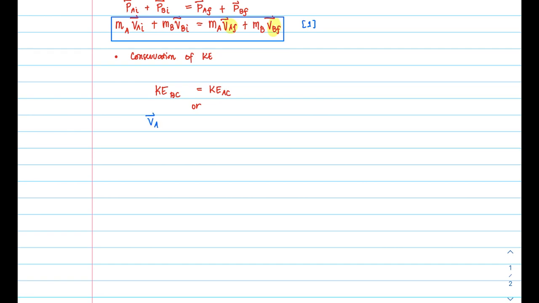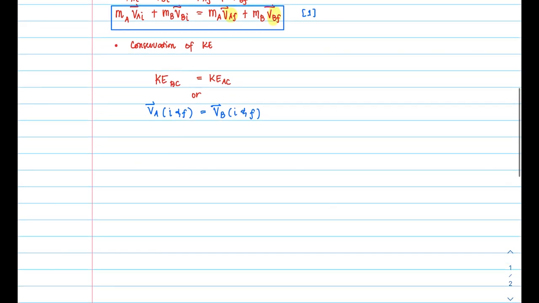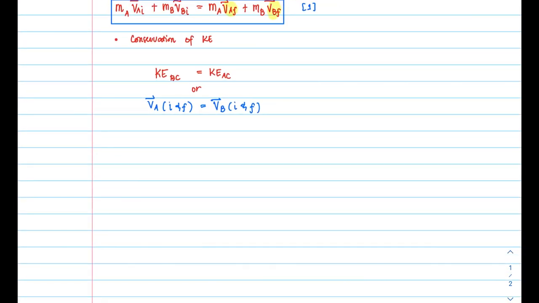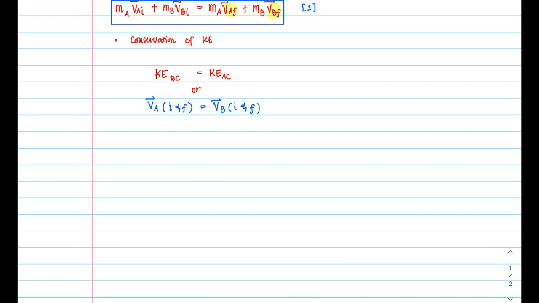the color, the velocity of my ball A, both before collision or initial and final, will just be equal to the velocity of ball B, both before or initial and after final, because this is one of the things that we discuss about your elastic collision having conservation of its velocity as well. So this is quite an easier one to use, so I'm going to use that one.